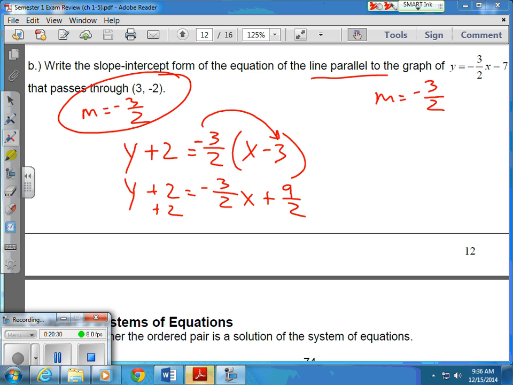Add 2 to both sides. Instead of adding 2, I'm going to add 4 over 2. Oh, I caught it. I caught it before you said something. Y equals negative 3 over 2x minus 5 over 2. So it's supposed to be a positive 5 over 2.